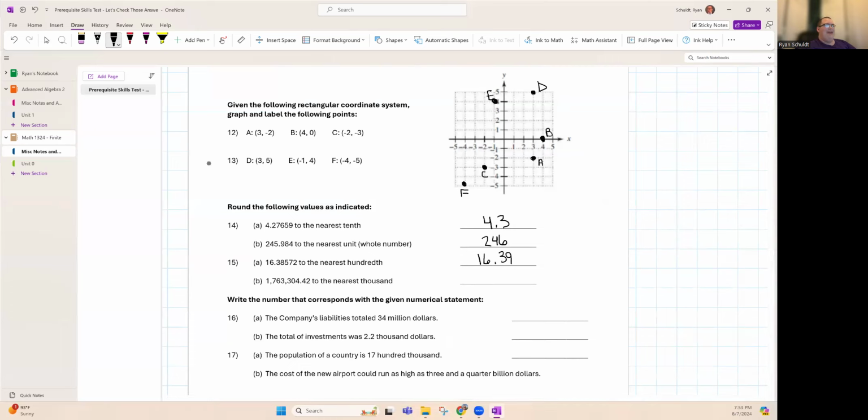17 says round to the nearest thousand. So that would be 1,763,000.